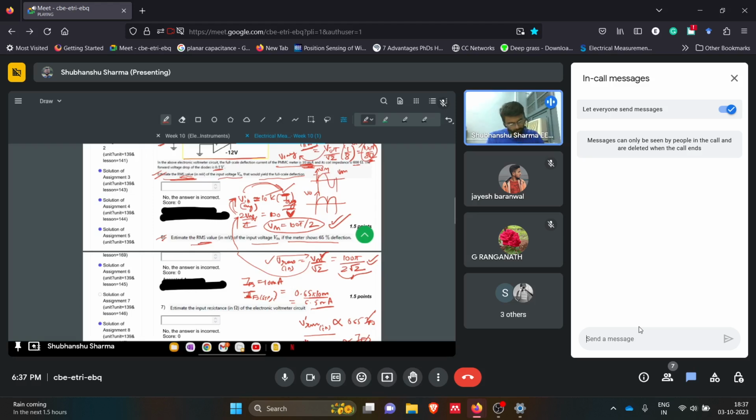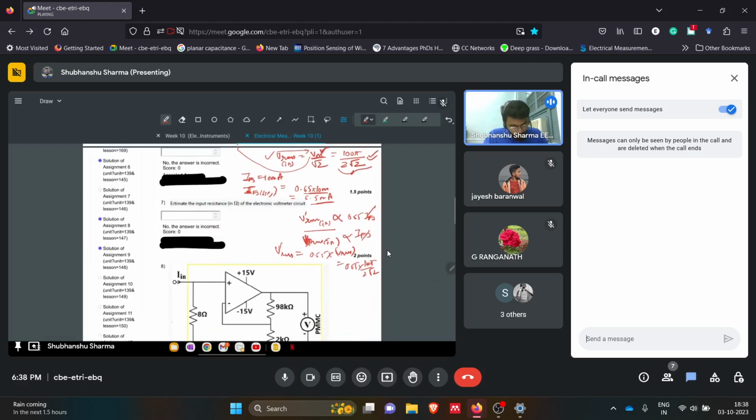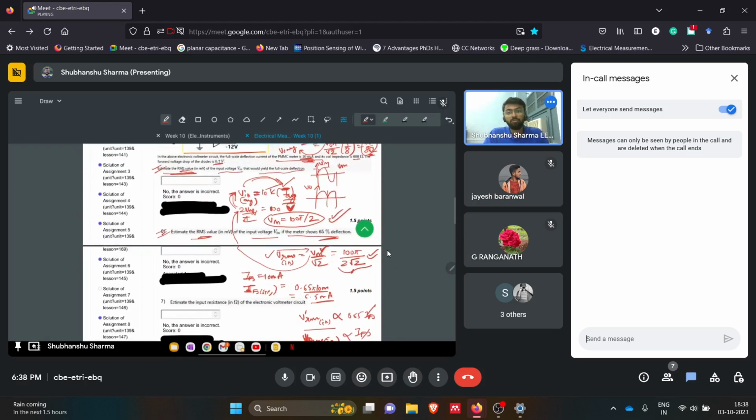Okay, so we can just calculate the RMS value with the 65% deflection. Now moving to the next part: estimate the input resistance of the electronic voltmeter circuit. Whenever you face any question saying input resistance, just keep in mind you have to calculate the input voltage of that whole system and the input current being fed to that system. Don't think too complex, like we have to calculate the Thevenin or something like that. It can be easy also.